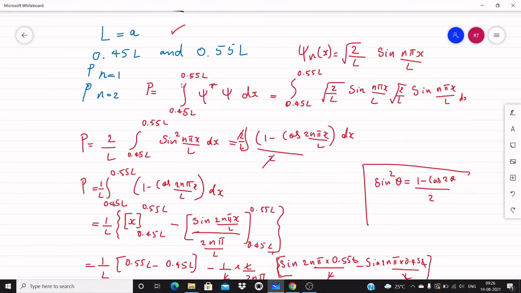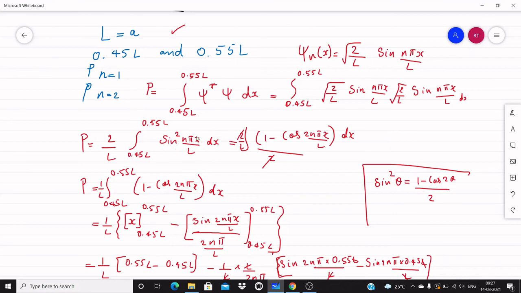Okay, so for calculating these probabilities, what we have done is initially we wrote the probability general equation. The limit given is 0.45 L to 0.55 L, and we have applied the values of the psi star and psi. Constants are taken outside. Square root of 2 by L into square root of 2 by L is 2 by L, and the limit for 0.45 L to 0.55 L, then sine square n pi x by L dx.